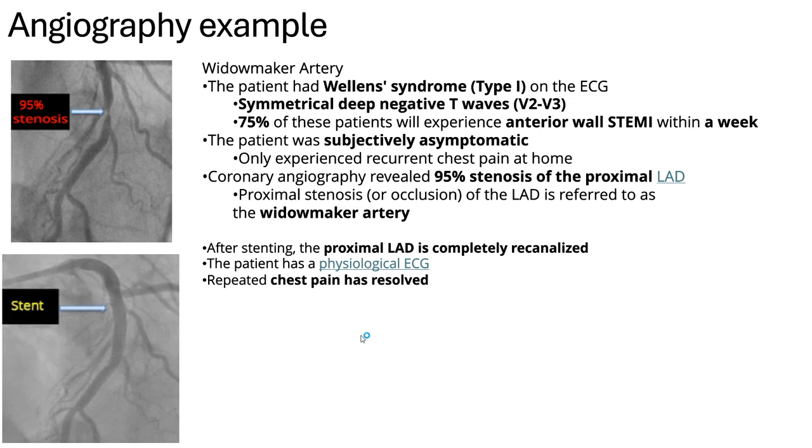Here we have an example of an angiography of a patient who was subjectively asymptomatic and only experienced recurrent chest pain at home. We can see that the coronary angiography has revealed a 95% stenosis of the proximal LAD. And here in the other picture, we can see that it's completely recanalized after putting a stent. And of course, there will be a physiological ECG after putting the stent.